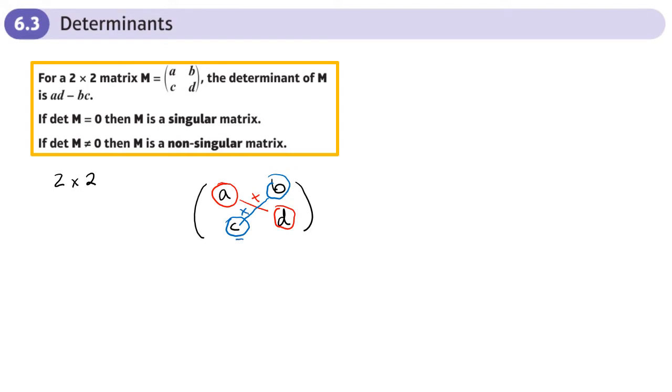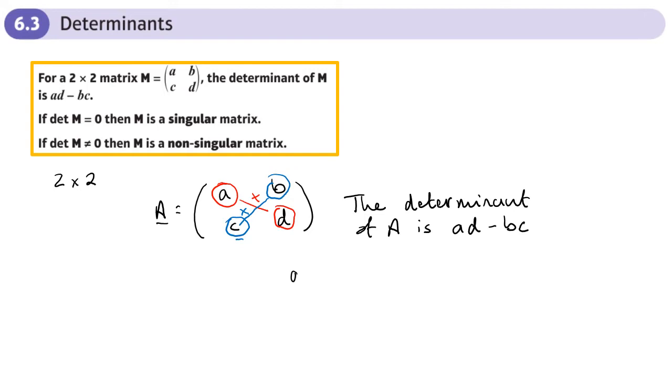So let's call this matrix A. The determinant of A is the number that we get from this calculation, AD minus BC. Now, this can take two values. AD minus BC may be equal to 0, or it may be non-zero.